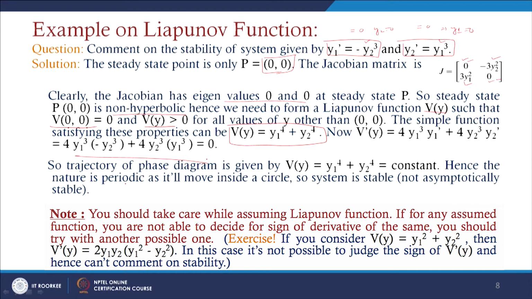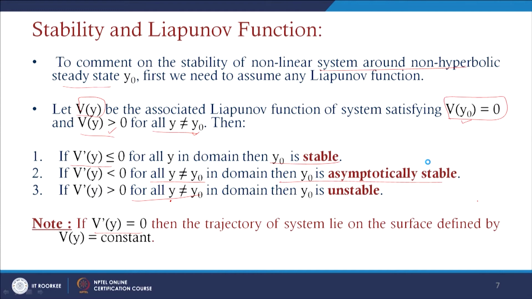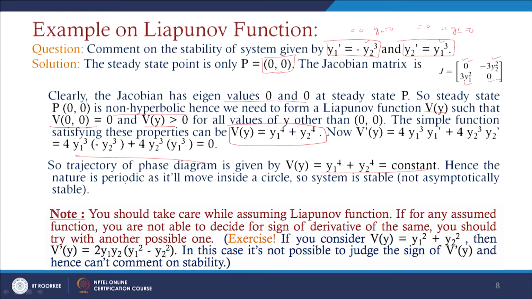So, the trajectory of the phase diagram is given by V(y), which is written as y1 to the power 4 plus y2 to the power 4, and this equals a constant that we have just defined in the previous slide. If V'(y) equals 0, then V(y) equals a constant. And if it is constant, you know that the nature is periodic and it will move inside a circle, since it can be written as y1 square plus y2 square equals constant. So, it will just move inside the circle, hence the system is stable here.